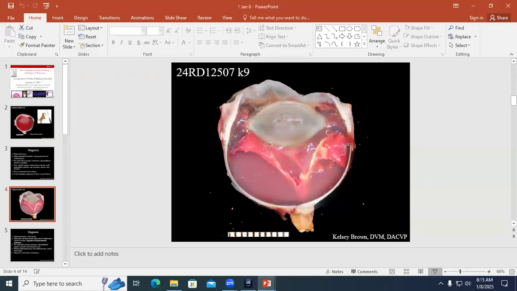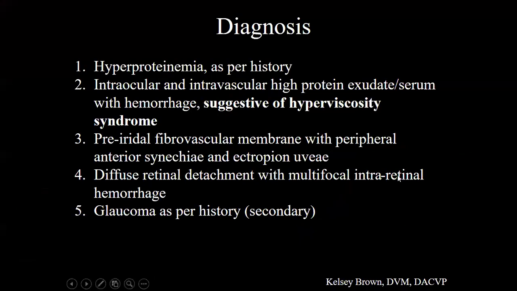So I will go to our diagnoses. Talk about this. So major finding in this globe is going to be the intraocular and the intravascular high protein serum with hemorrhage within the subretinal space and vitreous. Paired with the fact this dog has a documented hyperproteinemia, it's most suggestive of hyperviscosity syndrome.